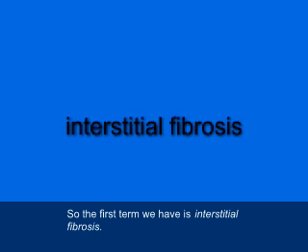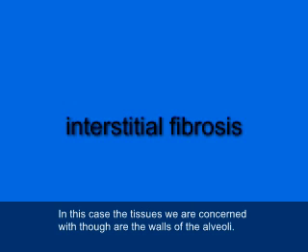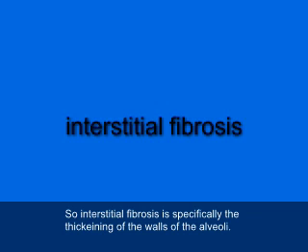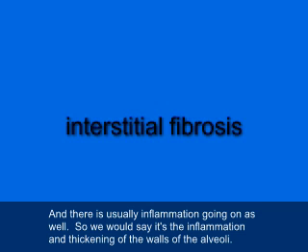Interstitial, and then fibrosis. Now, literally, interstitial means pertaining to in between tissues. In this case, the tissues we're concerned with, though, are the walls of the alveoli. Again, those sacs where the air exchange takes place. So, interstitial fibrosis is specifically the thickening of the walls of the alveoli. And there's usually inflammation going on with this too. So, we would say it's the inflammation and thickening of the walls of the alveoli.